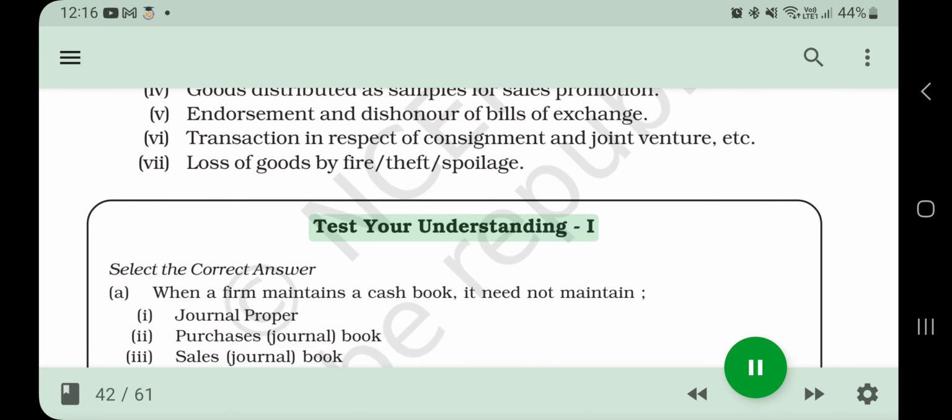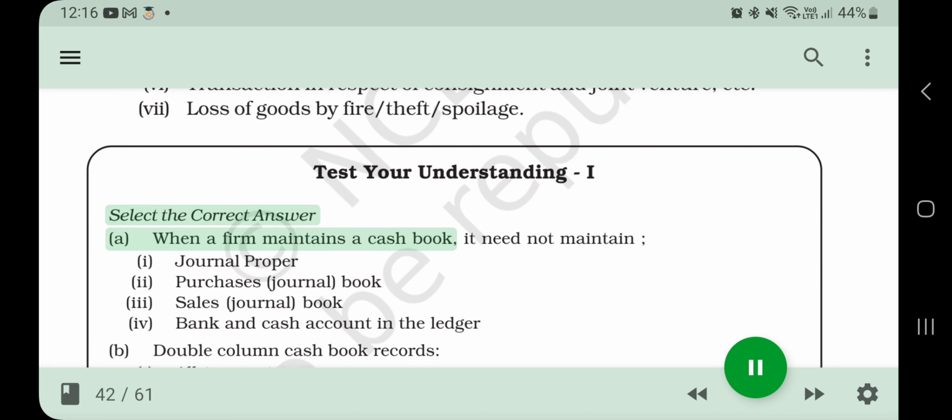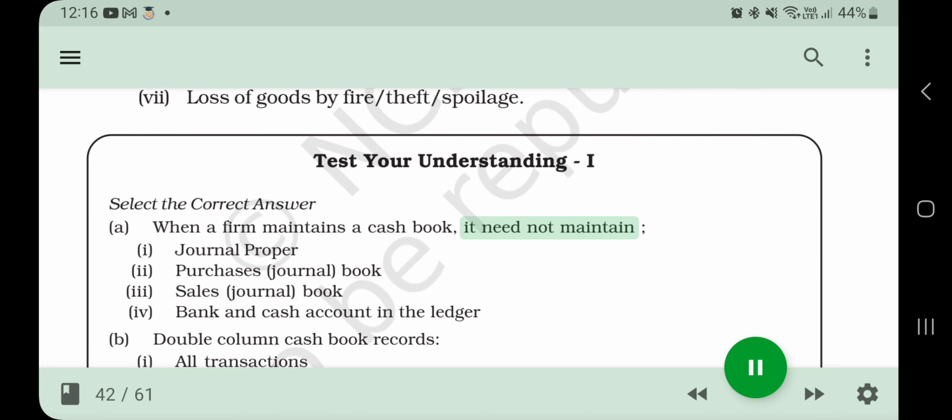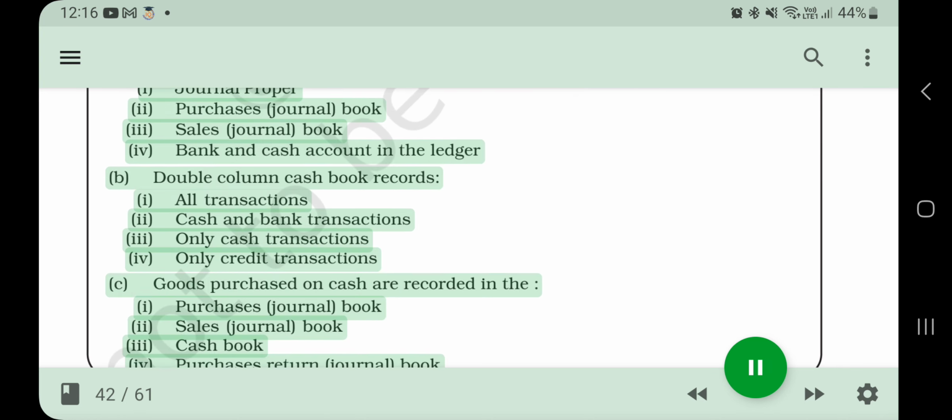Test your understanding. I. Select the correct answer. A. When a firm maintains a cash book, it need not maintain: i. Journal proper. ii. Purchases journal book. iii. Sales journal book. iv. Bank and cash account in the ledger.